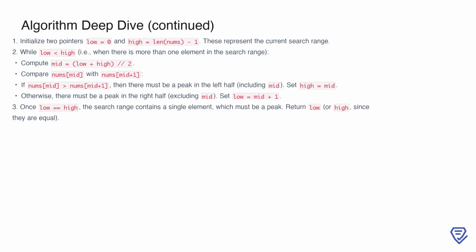Otherwise, if nums[mid] is less than nums[mid+1], it means there must be a peak in the right half of the array, excluding mid, so you set low equals mid + 1. This process continues until the search range contains only one element, at which point low and high will be equal, and this single element is guaranteed to be a peak. You then return the index low, or equivalently high.